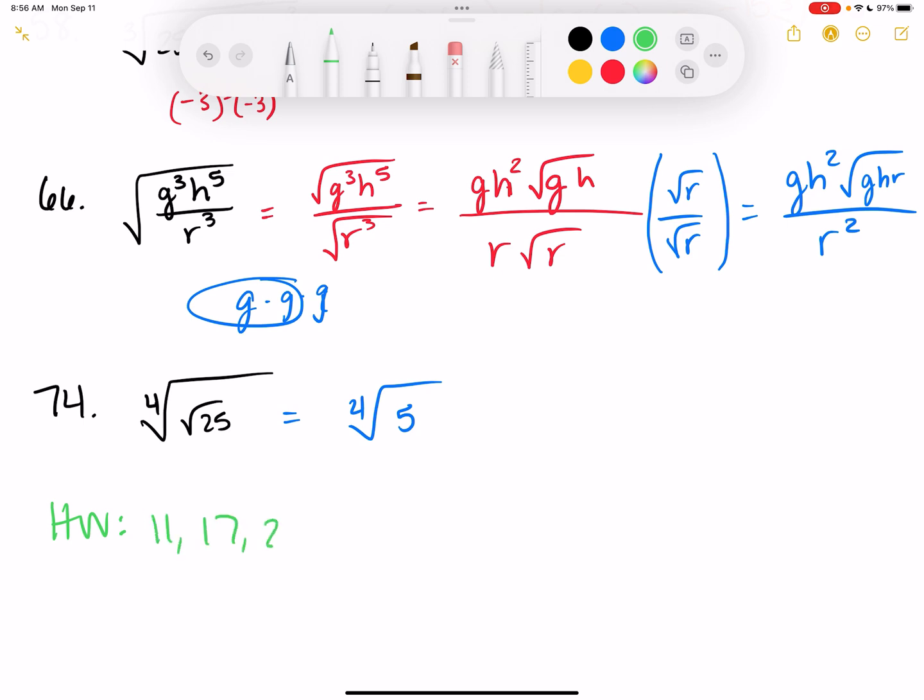So your problems so far that will be up through what's on the quiz on Wednesday: 11, 17, 21, 37, 45, 53, 59, 65, and 73. And then after the quiz on Wednesday, I will go over the last little bit of this section. And then Thursday will be a review for a test on Friday.